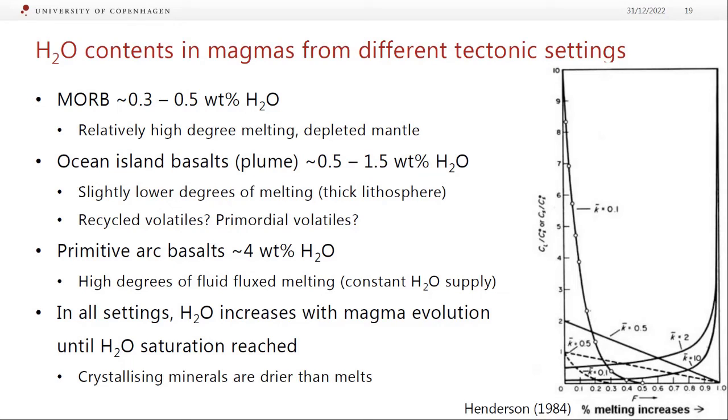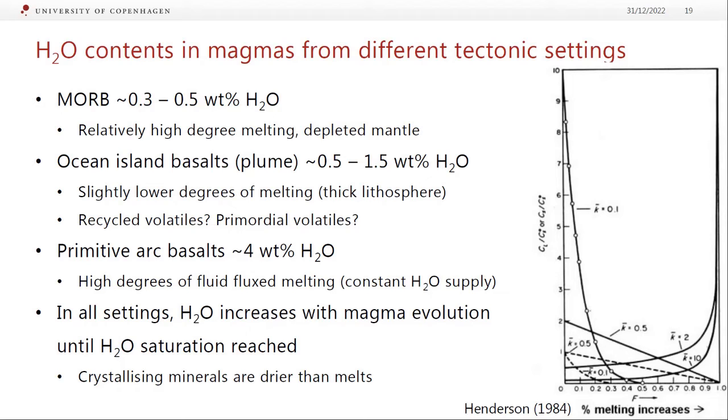So sounds about right. In ocean island basalts, it tends to be a little bit higher, and there's a couple of reasons for this. Because of the thick lithosphere, say in places like Hawaii, we might get slightly lower degrees of melting. Again, water's behaving as an incompatible element, so if we reduce the melt fraction, we end up with more in the melts. There's also potential that at these ocean islands, because we have a mantle plume coming from the deep mantle, we might be recycling some volatiles from ancient subducted slabs. And there's also some primordial volatiles. These are volatiles that were added to the mantle when the Earth formed, and they've never been released yet. So we can see that in certain things like the composition of noble gases, but I won't go into that too much.